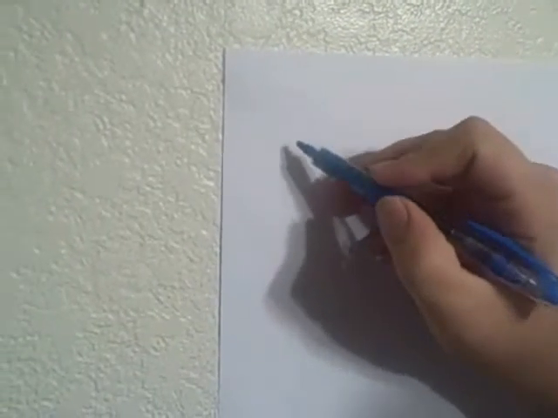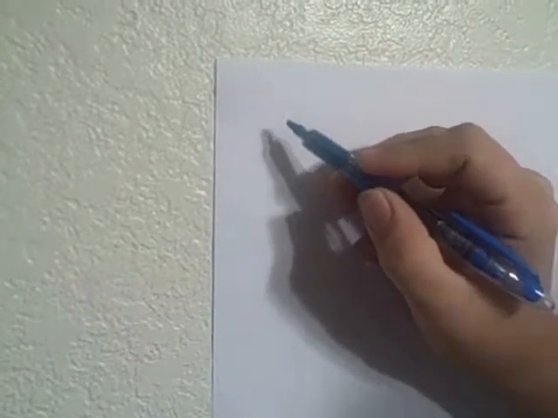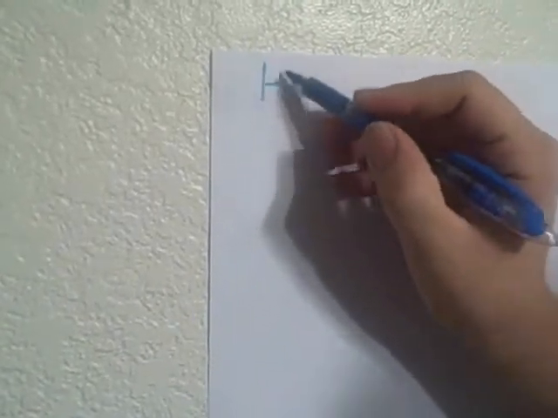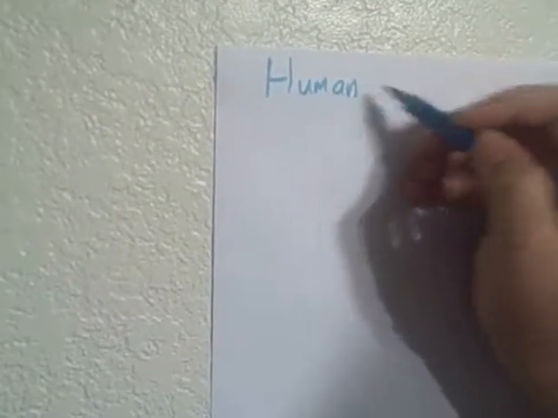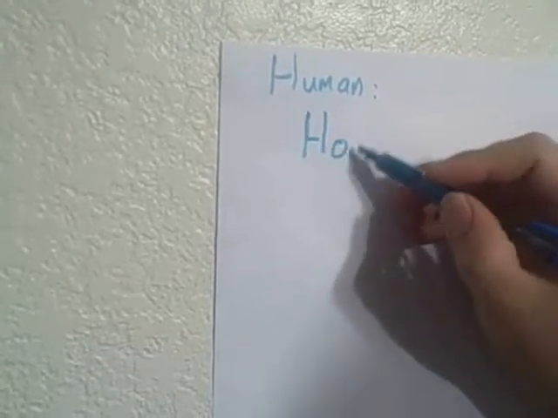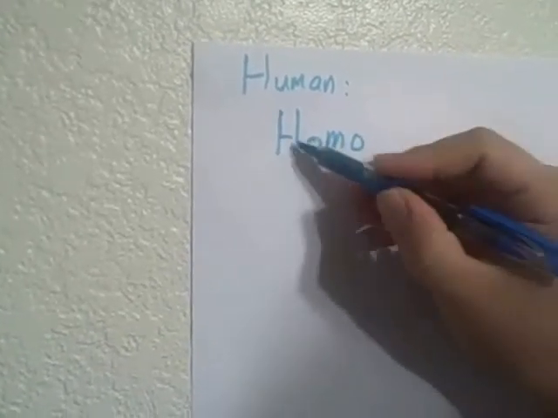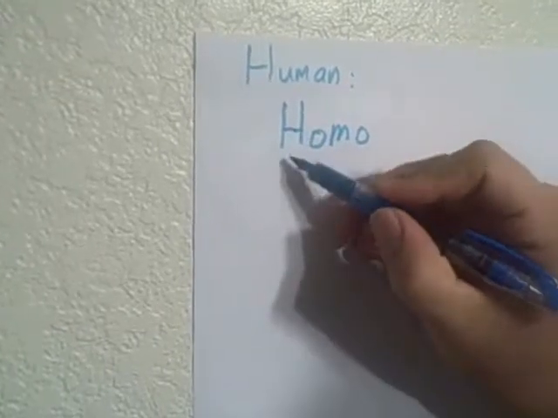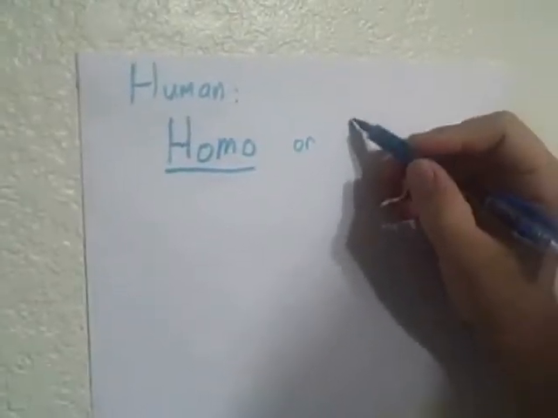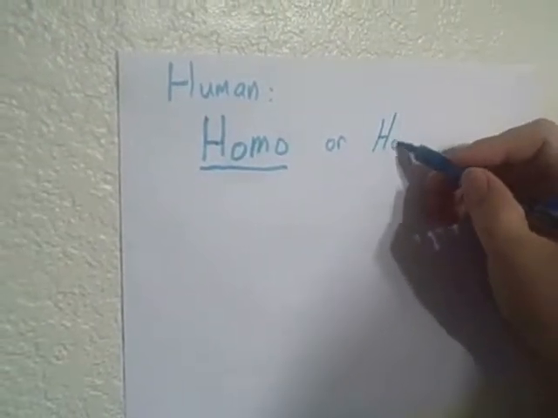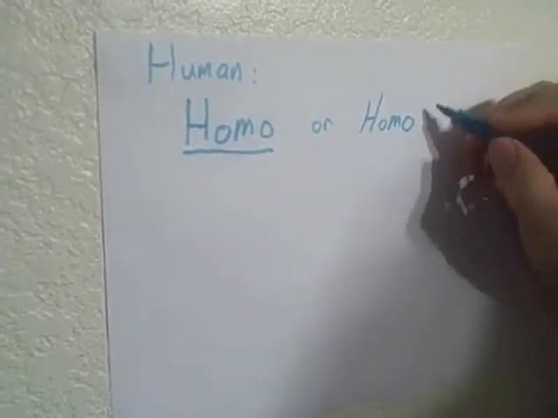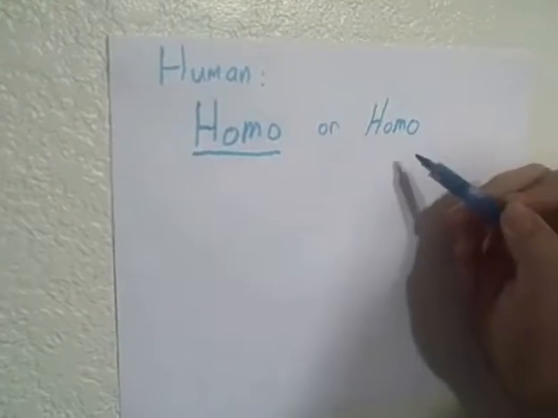Okay, when writing a name in binomial nomenclature, the scientific name, you should always start with the genus, so we're going to use humans for this example. And you're going to start by writing the genus, which is Homo, H-O-M-O. And when you write the genus, you can choose to underline it, or you may also choose to italicize it, which is kind of hard to do when you're writing, but you're never going to do both. So you do one or the other.